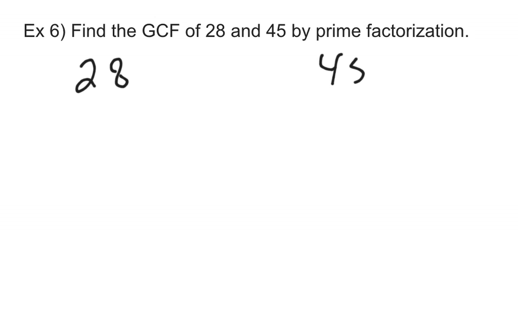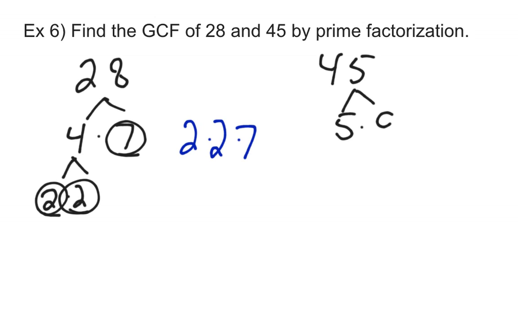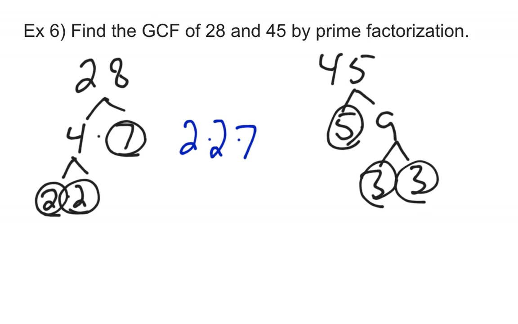If I try to use prime factorization, which is factor trees, and I break this down, for 28 I get 4 times 7. The 4 becomes 2 times 2, which are prime. The 7's already prime, so I get 2 times 2 times 7. For the 45, if I break that down, what comes to my mind is 5 times 9. 5 is prime. The 9 becomes 3 times 3, which are prime. So I get 3 times 3 times 5.